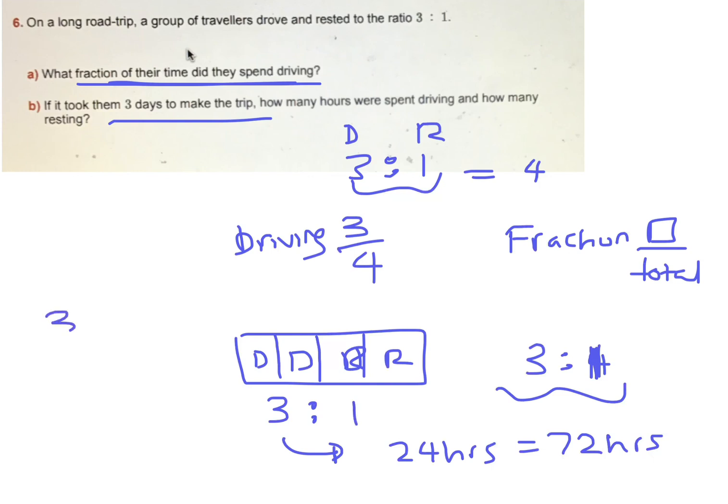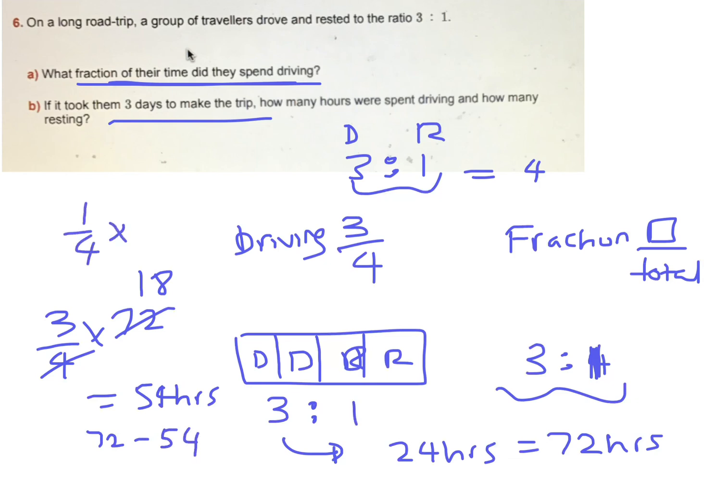So that means that 3 out of the 4 were spent driving. Okay, so if you divide that by 4, you get 18. 4 goes into 72 18 times, and then times 3, which would be 54. So I'd say 54 hours. But the question actually says, how much did they spend resting? So the resting would be 72 minus 54. We could just do 1 in 4 of the 72 hours. 4 into 72 goes 18. So there'd be 18 hours resting.